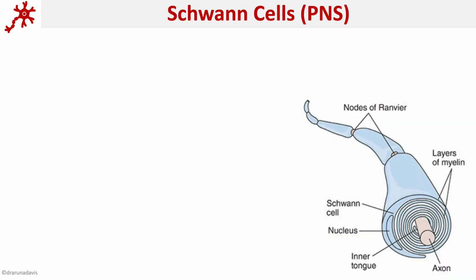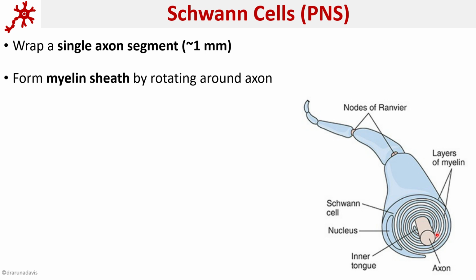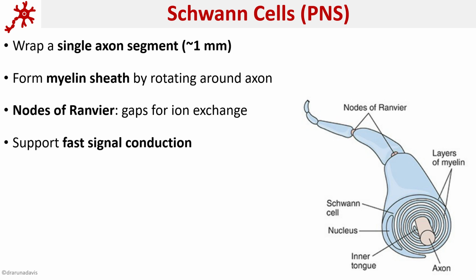So we'll see more about Schwann cells. You can see that each Schwann cell is for a single segment of the axon. So it wraps a single axon segment. They form the myelin sheath by rotating around the axon. That is how the Schwann cells produce myelin sheath around these nerve fibers in the peripheral nervous system. And we have the nodes of Ranvier, which are gaps present between the two segments, and they help in saltatory conduction, that is fast signal conduction.